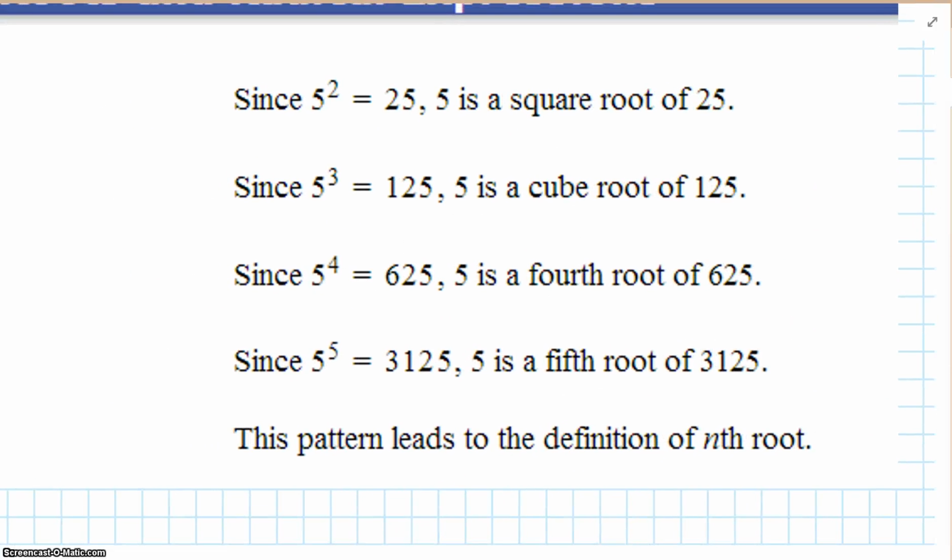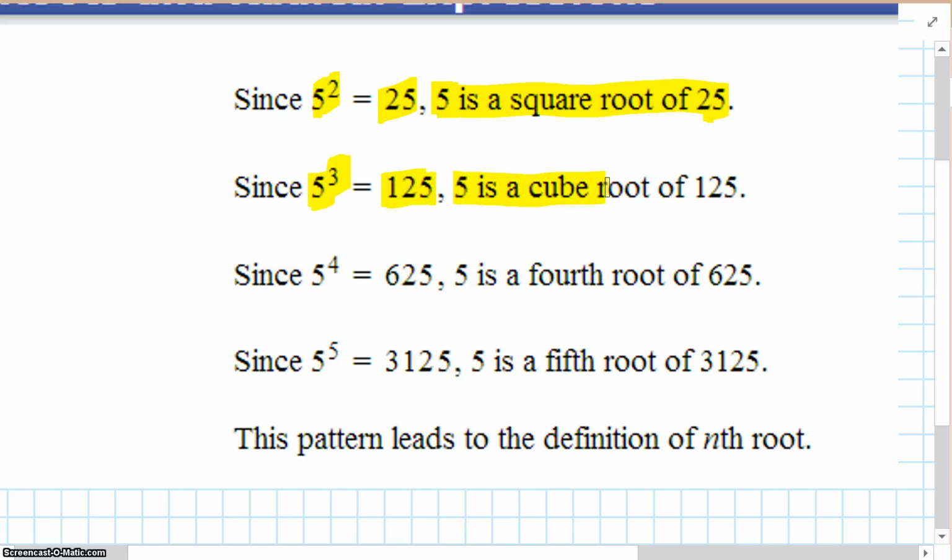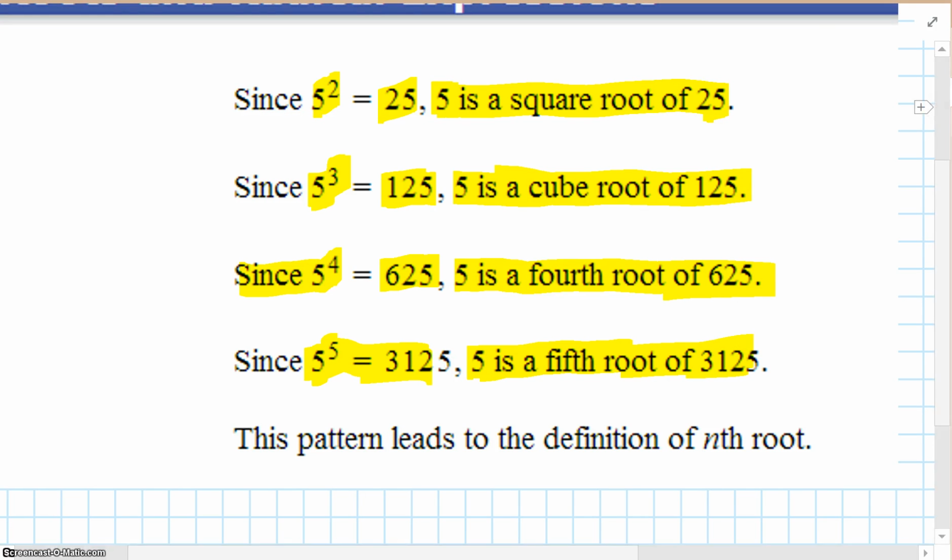So let's talk about this. Since 5 squared equals 25, we can say 5 is a square root of 25. Since 5 to the third power, or 5 cubed, equals 125, 5 is a cube root of 125. Since 5 to the fourth power is 625, we can say 5 is a fourth root of 625. And since 5 to the fifth power equals 3,125, we can say 5 is a fifth root. Okay. Notice the order of what we're doing here.